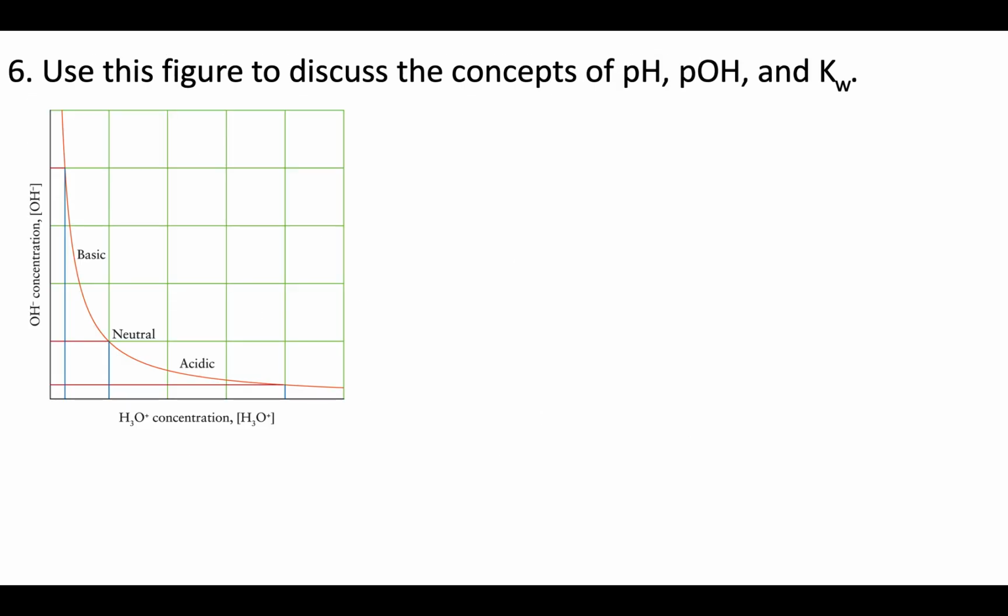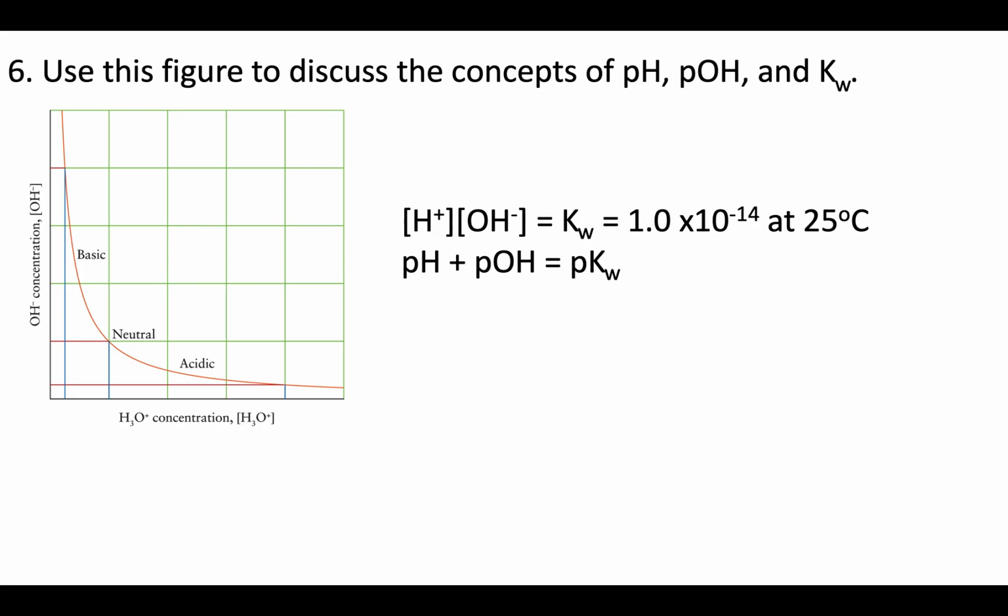For using this figure to discuss various concepts involving pH, pOH, and Kw, I think essential in this description is our description of what Kw means. Kw is an equilibrium constant for water. It has a temperature dependence. It's telling us the concentration of H plus and the hydroxide. So any spot along this red line, that equation is applicable.